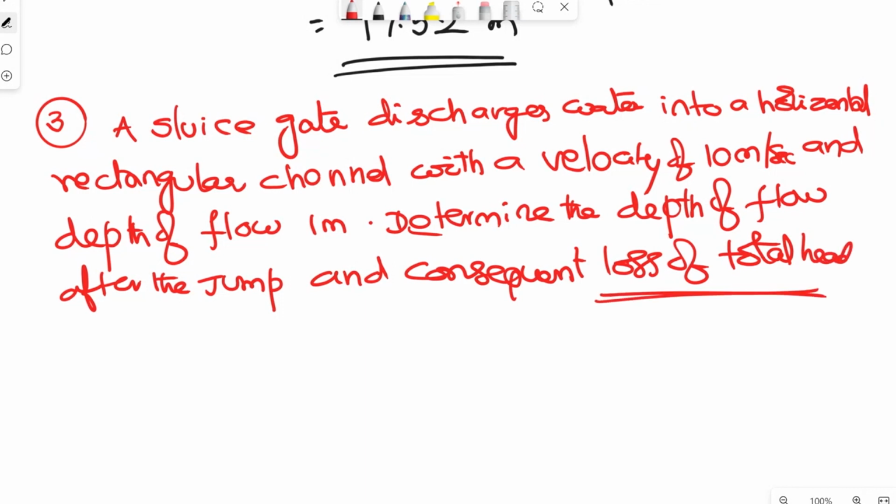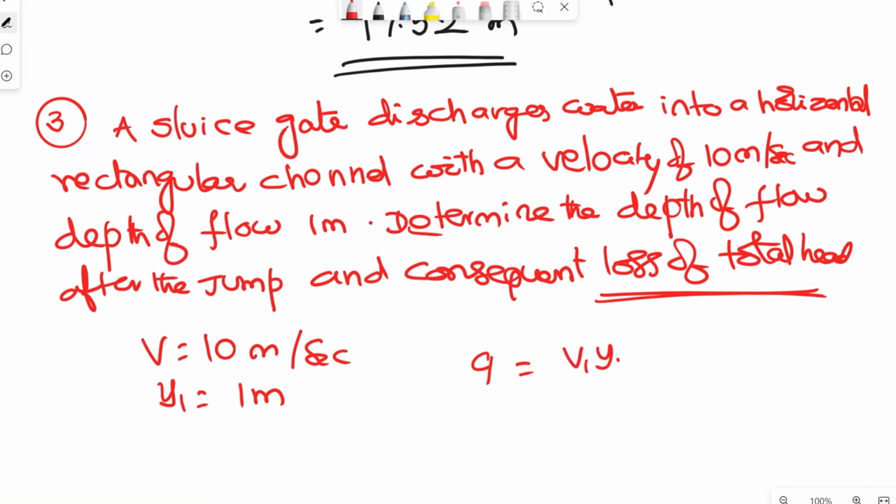Then again you take it. What is the velocity? 10 meters per second. What is the depth of flow? y1 is equal to 1 meter. That's all that is given. So small q is equal to v1 times 1, so it is 10 meter cube per second per meter. So what does he want? y2.